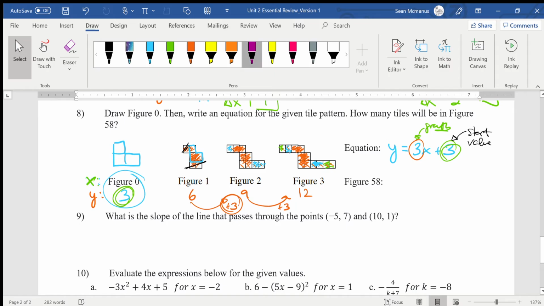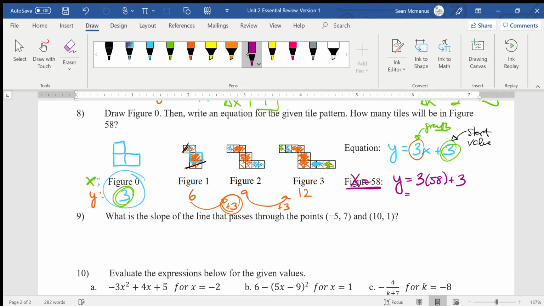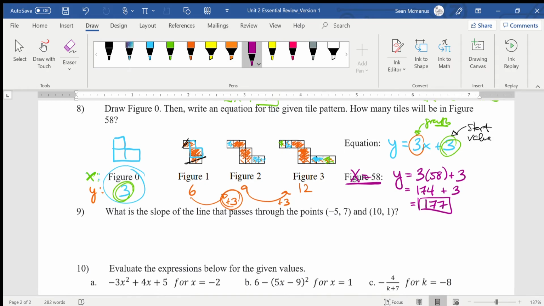Oops, and it actually asked me to do something extra for this one. It asked me to figure out what happens when we're at figure 58. So what happens when x equals 58? Plug it in. 3 times 58 is 150 and 24, so 174 plus 3. So figure 58 would have 177 tiles. That's a lot easier than drawing this expansion visually 55 more times.